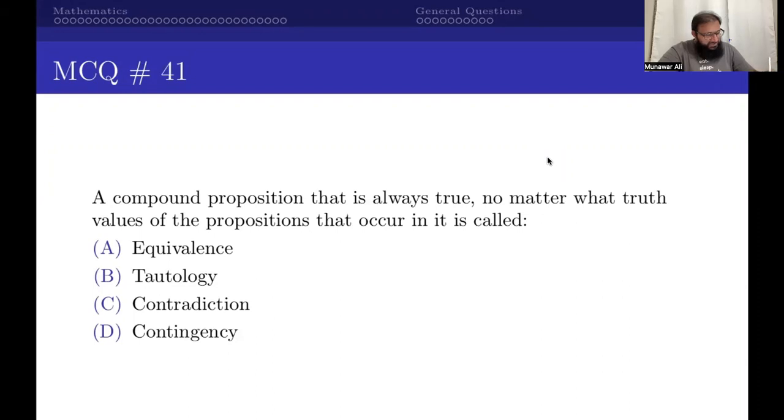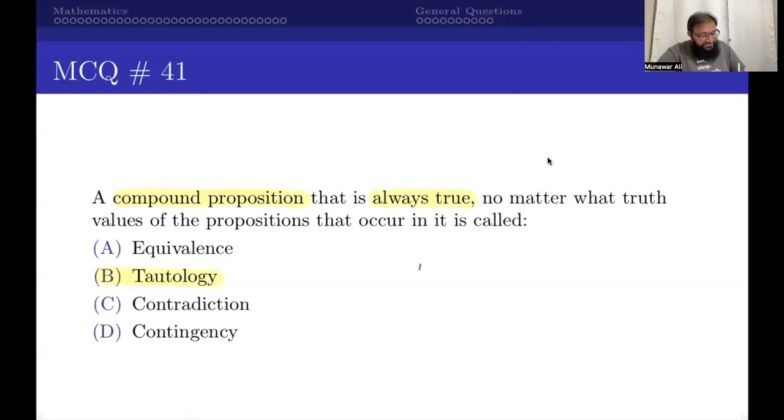So MCQ number 41 says that a compound proposition that is always true, no matter what the truth value of the propositions that occur in it is, is called what? So simply this is again a definition. A compound proposition that is always true, whatever the truth values of the propositions are, is going to be a tautology. This is simply a definition. I can give you one example.